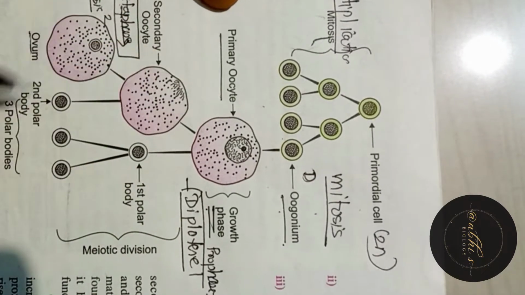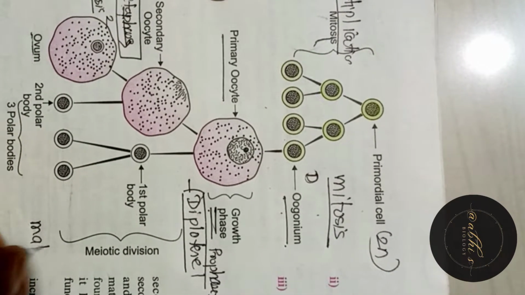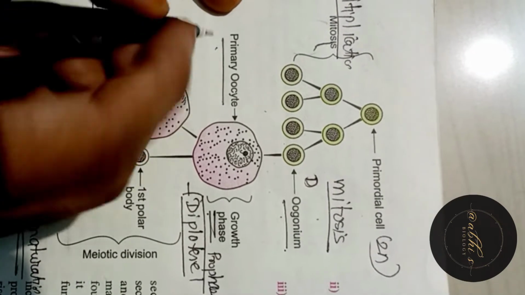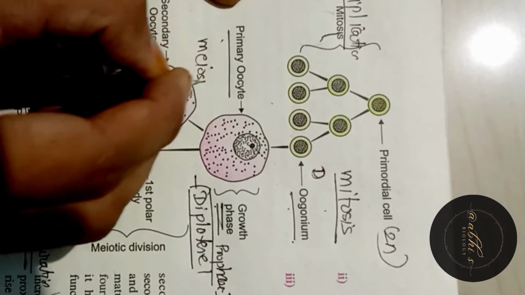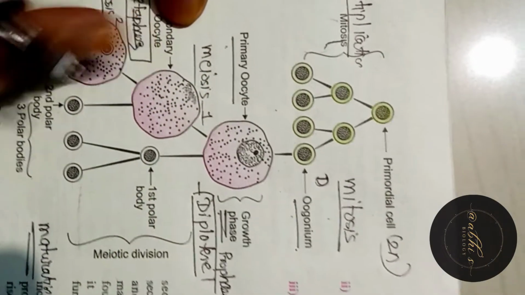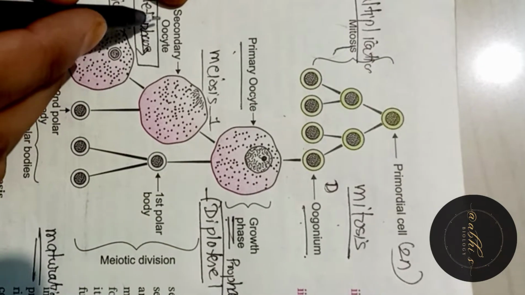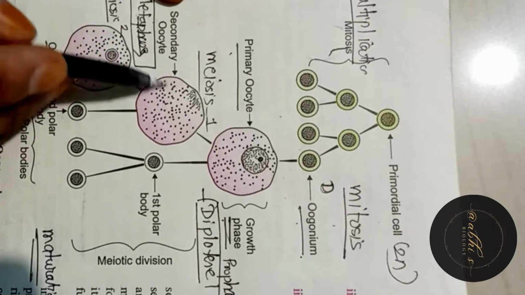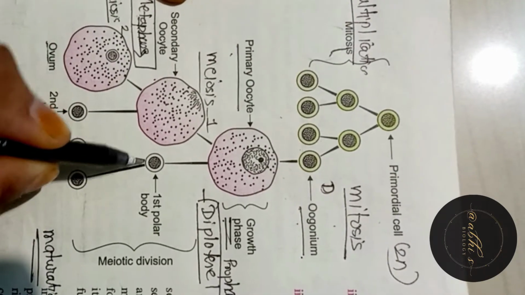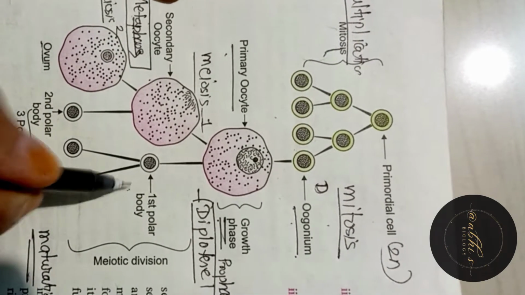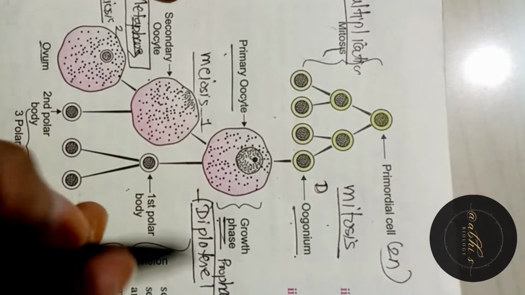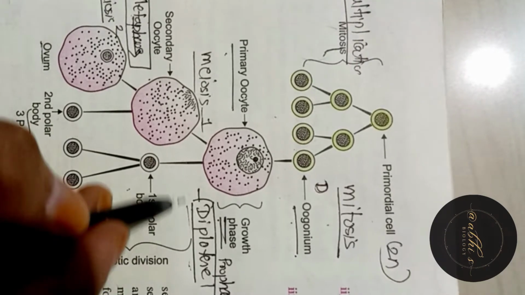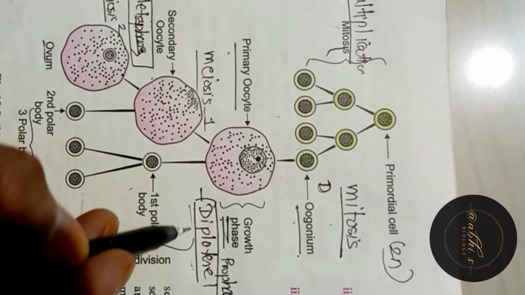Now the third phase comes, that is the maturation phase. In the maturation phase, the primary oocyte undergoes the process of meiosis 1. So in meiosis 1, what happens? The primary oocyte gets converted to the secondary oocyte, but here an unequal division occurs. The larger cell forms the secondary oocyte, and the smaller cell is referred to as the first polar body. But it gets arrested at the diplotene stage.